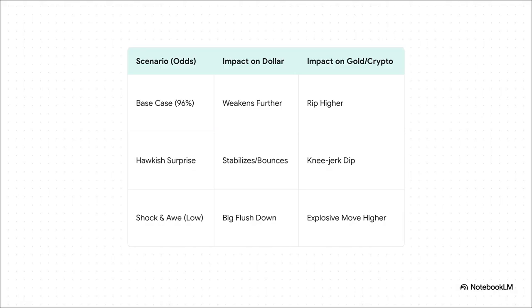Based on that whole setup, he outlines 3 possible scenarios. The most likely, what he calls the base case, is that the Fed cuts rates and signals that more cuts are coming. He predicts this is going to weaken the dollar and send gold and crypto ripping higher. Then there's the hawkish surprise. That would be a cut, but paired with some really cautious language, which could actually stabilize the dollar. And finally, the long shot, the shock and awe scenario, a big 50-point cut. In his view, that would cause a big flush down in the dollar and an explosive move higher for crypto.